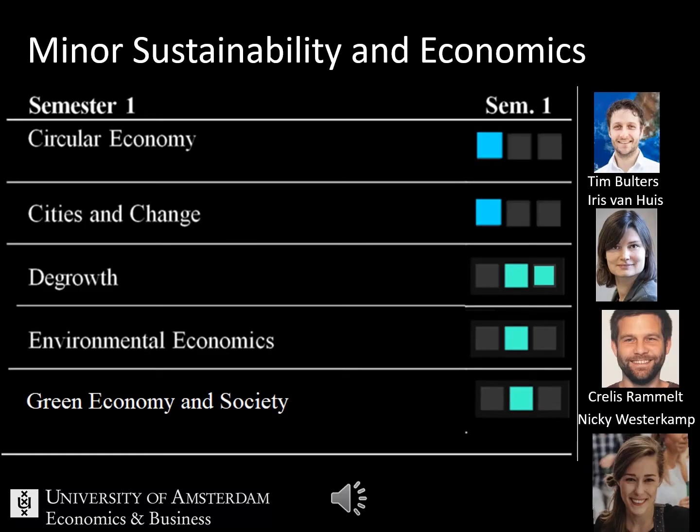The minor program consists of the following courses: Circular Economy and Degrowth, offered by the Institute for Interdisciplinary Studies, where degrowth is taught by Krelis Ramoth. During both courses offered by the College of Social Sciences, Citizen Change, and Green Economy and Society, you will meet a lineup of different lecturers. Citizen Change is coordinated by Iris Huis. Nikki Westerkamp coordinates Green Economy and Society. You will meet me again during Environmental Economics, offered by the College of Economics and Business.